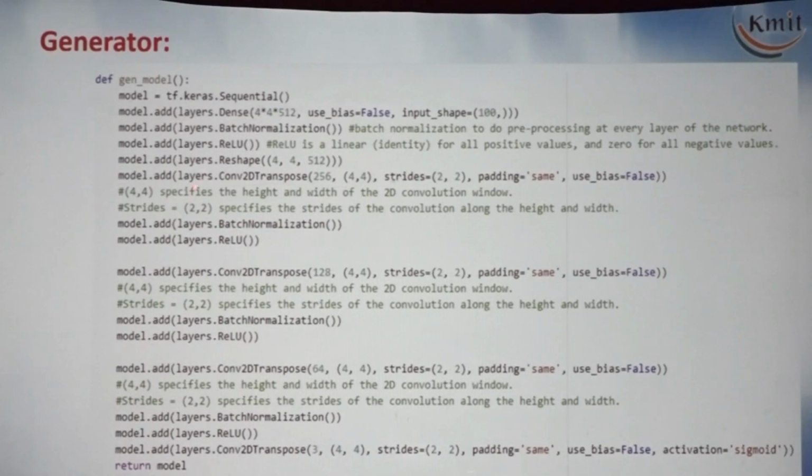So I am adding the first layer here, randomly taking 4 into 4 into 512. That means I am taking a very big latent space. Generally we take 100 or 200, but I have taken a very big size, and then I am using dense, and then reshape.